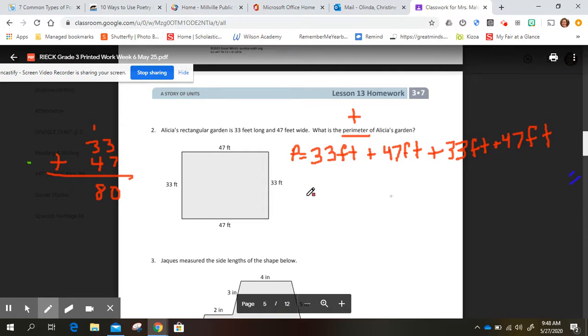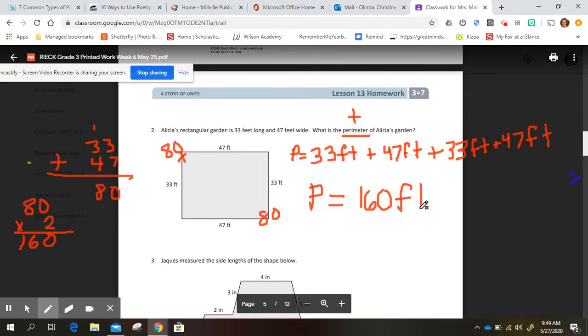And I know that if I add 33 plus 47, that was 80. And I know if I do the same thing again, since it's the same numbers, this also has to be 80. So I know that 80 plus 80, or 80 times 2, because there's 2 80s, and 8 times 2 is 16, gives me 160. So the perimeter equals 160 feet. You could have also lined up all 4 numbers and added them, but I was showing you an easier way.